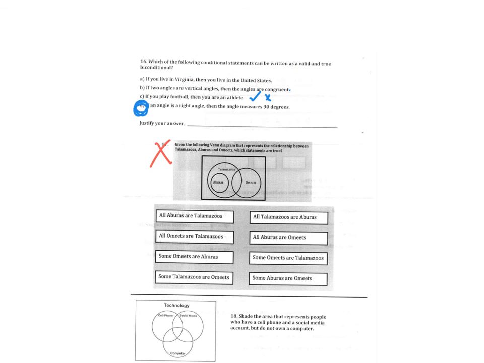Here we go. If two angles are vertical, true, then the angles are congruent, true. Now let's switch it around, give it some red. If the angles are congruent, do they have to be vertical? No, so that would not make a true biconditional statement. So the answer is D.